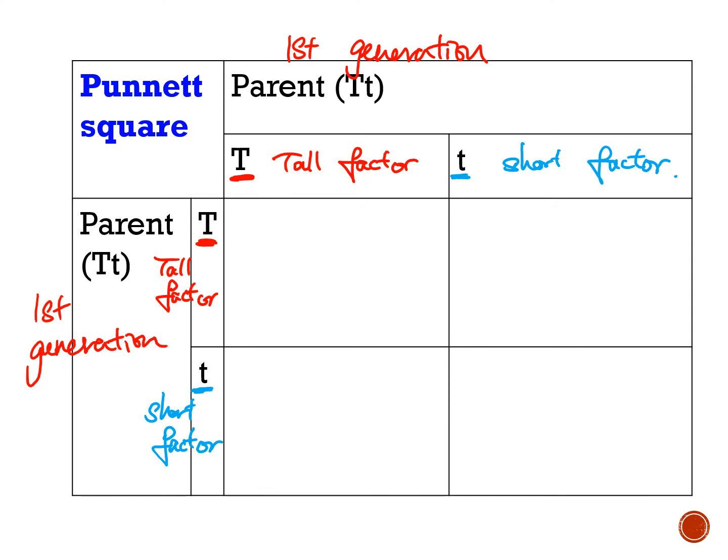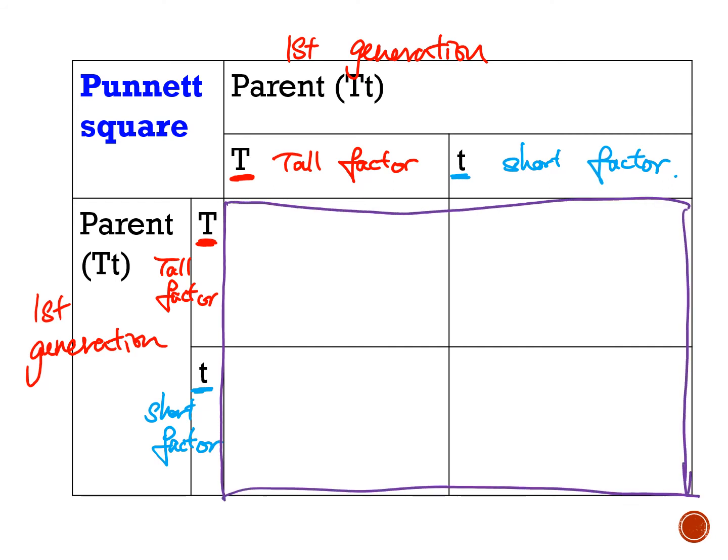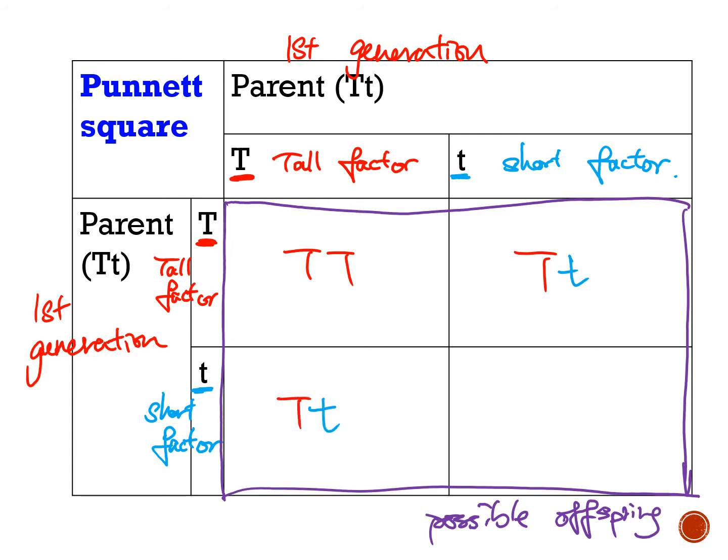What will be formed? What are the possible offspring that you will get after reproduction? It should be big T, big T in here. And for the other boxes here, it should be big T, small t, big T, small t, small t, small t. And after that, let's write down also the characteristics of the offspring.